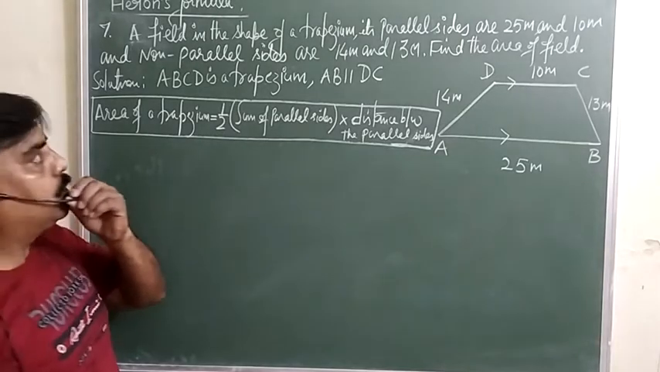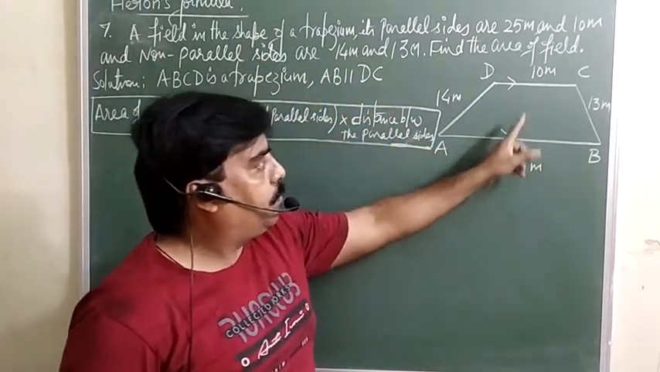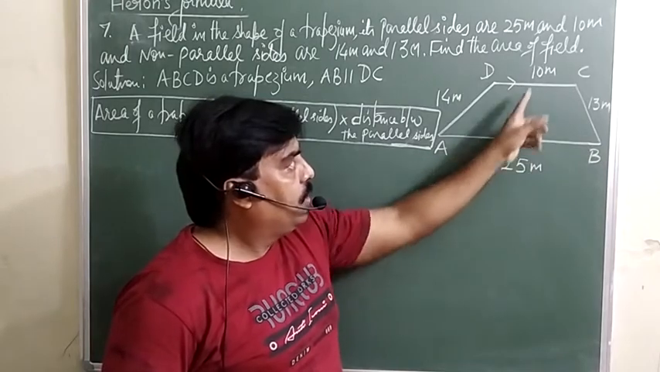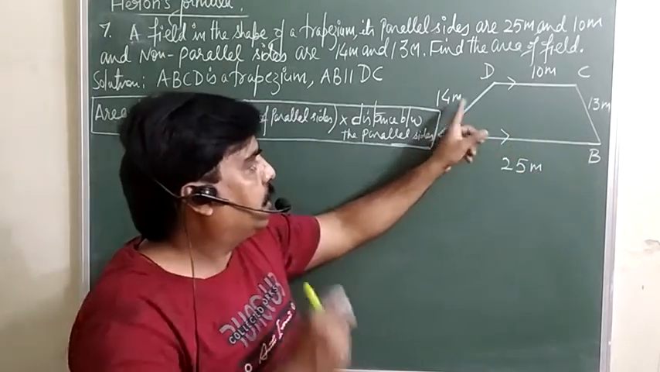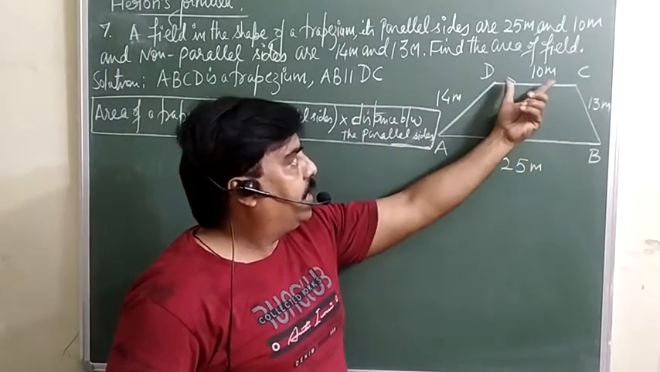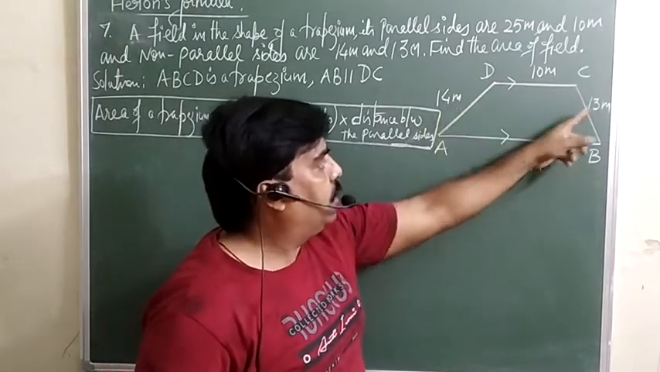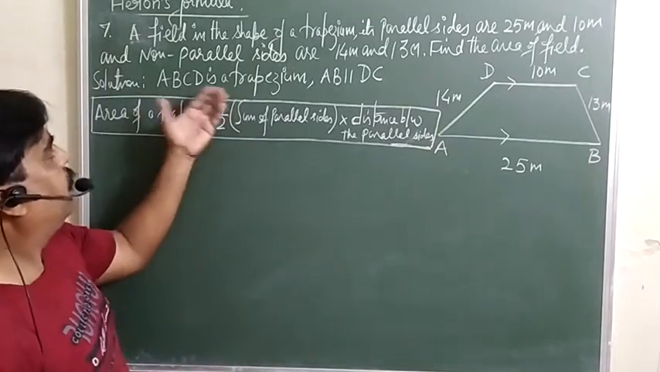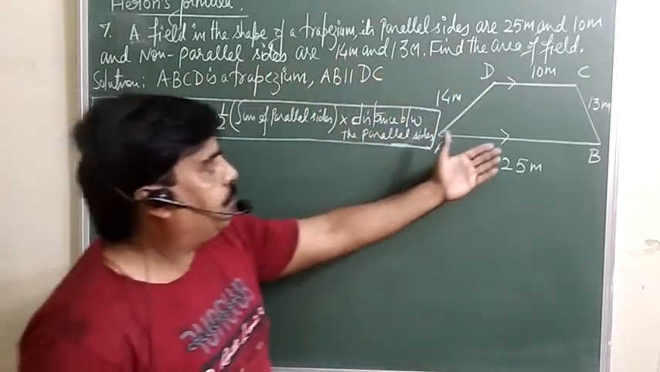Yes. Now the question is, there is a field ABCD in the shape of the trapezium. ये एक फील्ड है ABCD trapezium की शेप में. Where these two sides are parallel and other two sides are non-parallel sides. Length of these two sides are given 25 and 10 meter. Those which are non-parallel sides are given 14 and 13. We are supposed to find the area of this trapezium. You have to find the area of this field only, which is in the shape of the trapezium.